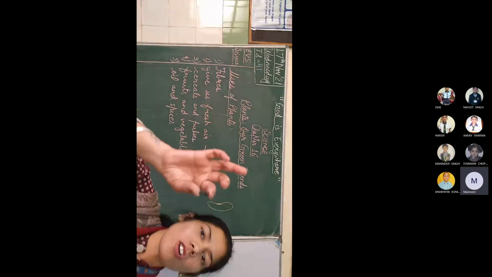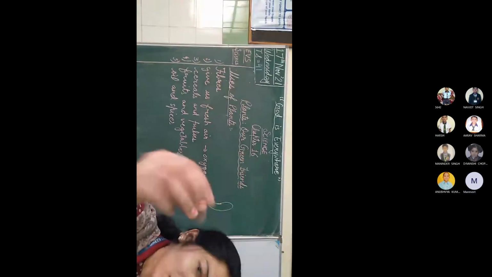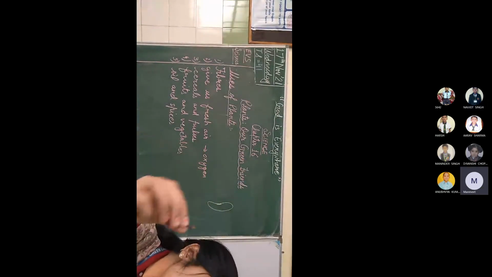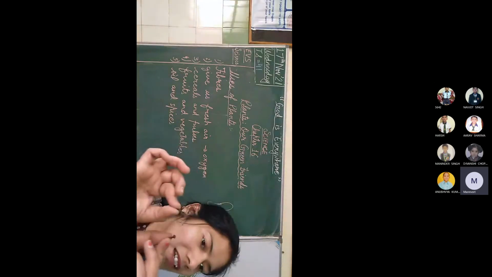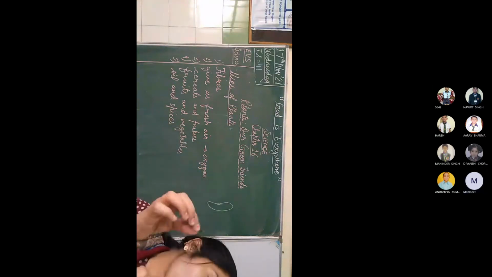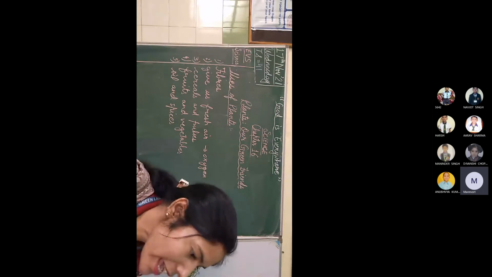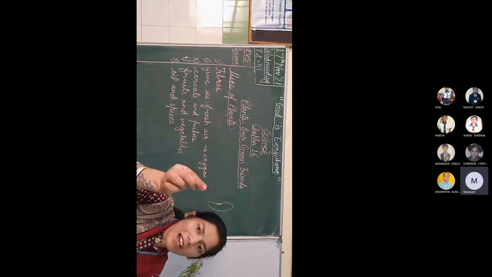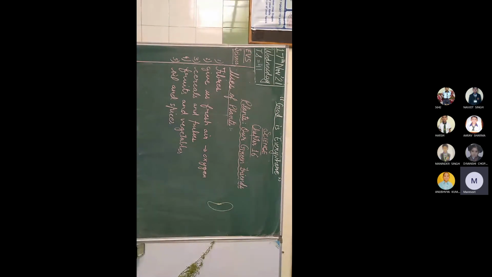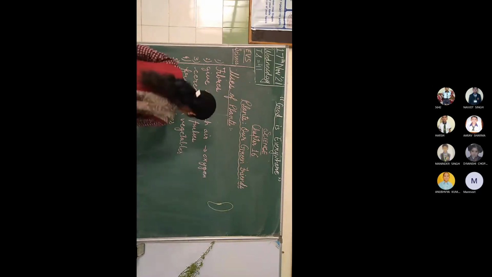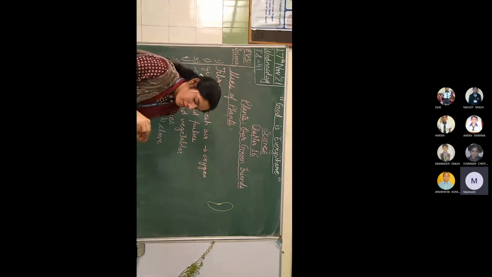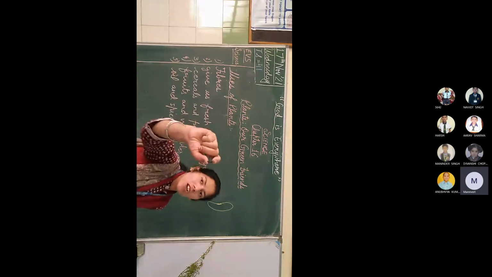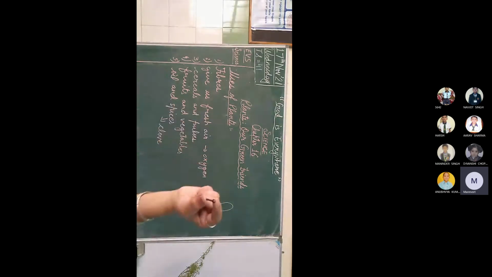What is this known as in English? You people have heard. Okay, good. But in English, what do we call it? It is clove. C-L-O-V-E. Clove. Don't forget. Clove is your long. Spices like clove. I have shown you clove. This is your clove. Long.